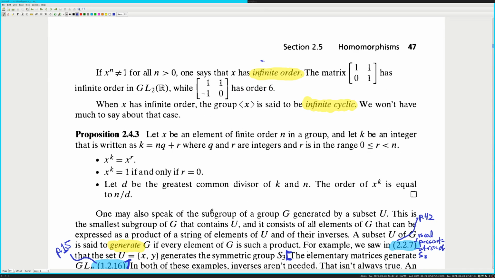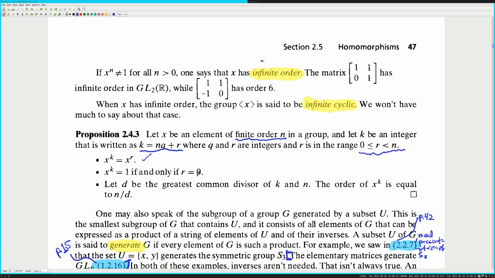Proposition 2.4.3. Let x be an element of finite order n in a group, and let k be an integer that is written as k equals nq plus r, where q and r are integers and r is in the range 0 is less than or equal to r, which is less than n. Then x to the k is equal to x to the r. I'm just going to highlight finite order n. It doesn't matter what q is, and r. Right, then x to the k is equal to x to the r, just by our logic above.